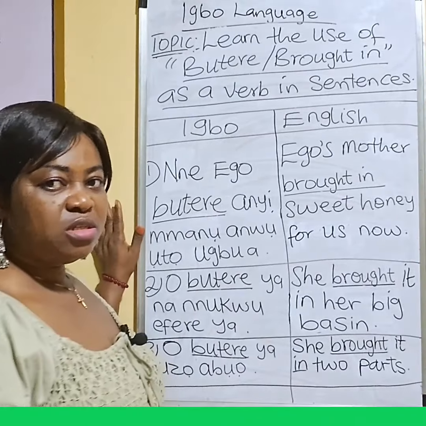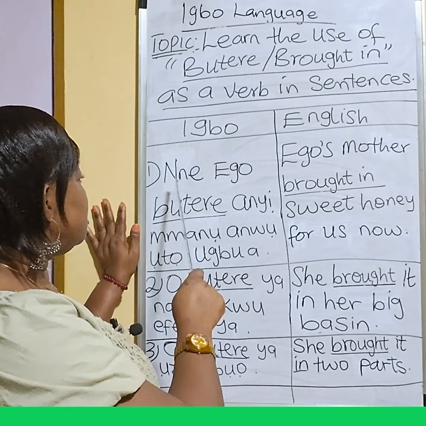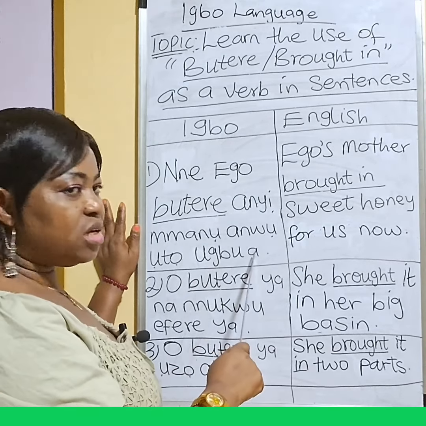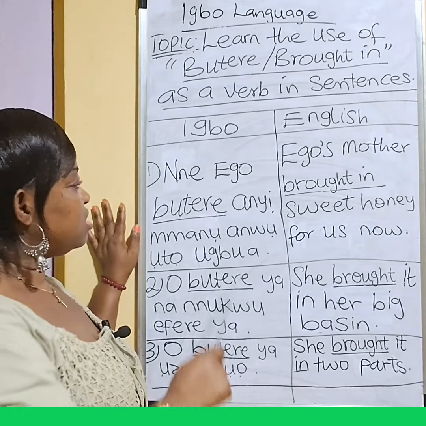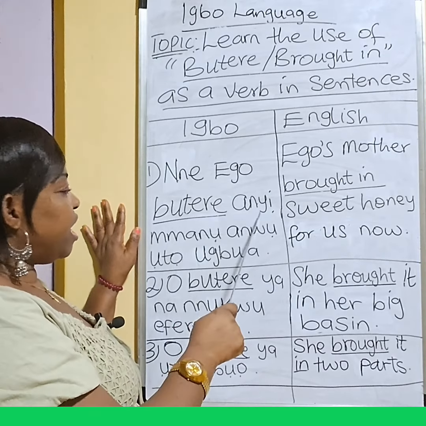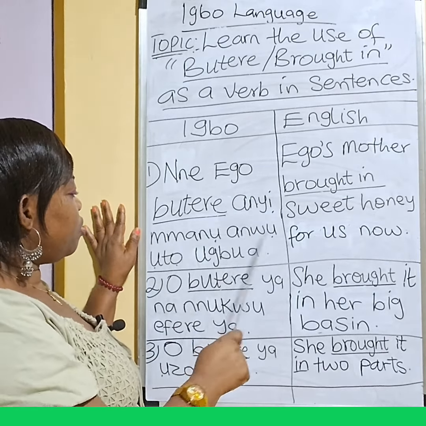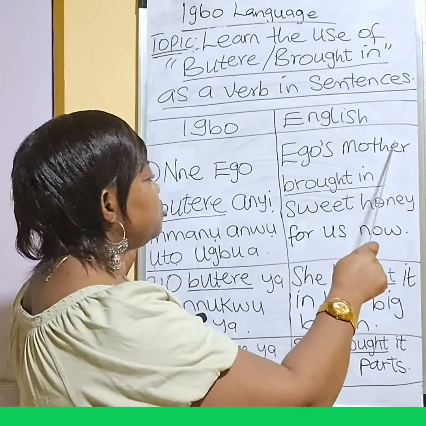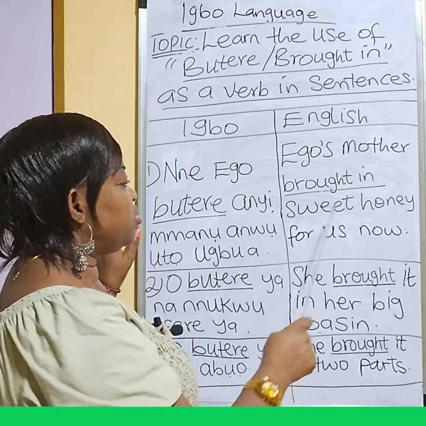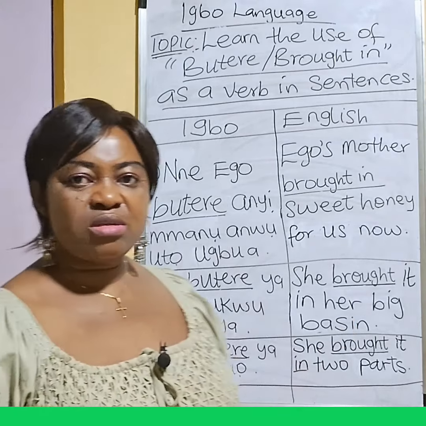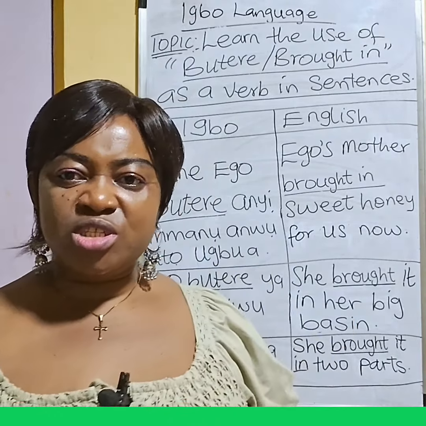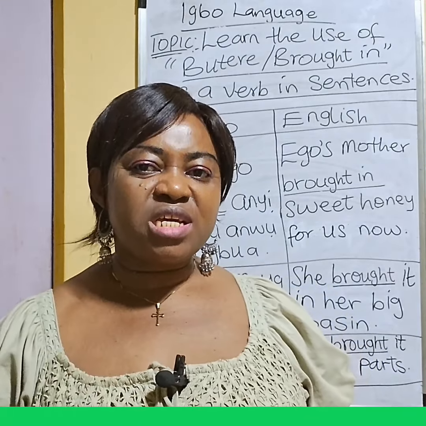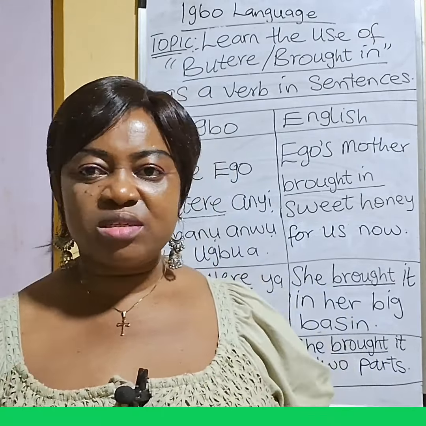Igbo, English. Number one sentence says, Nne ego butere anyị mmanụ anwụ ụtọ ugbu a. Class, say that. Nne ego butere anyị mmanụ anwụ ụtọ ugbu a. Meaning, Ego's mother brought in sweet honey for us now.